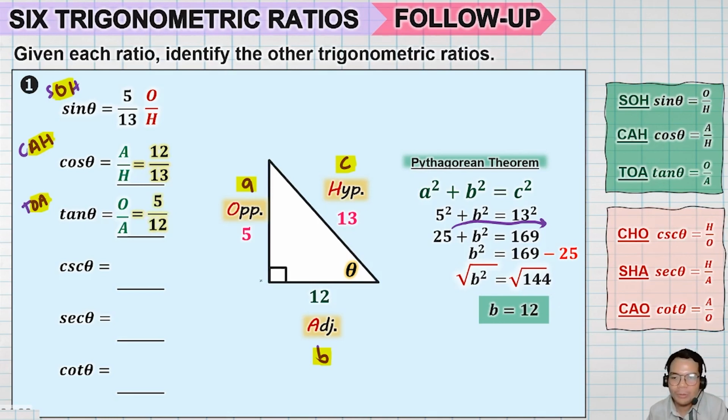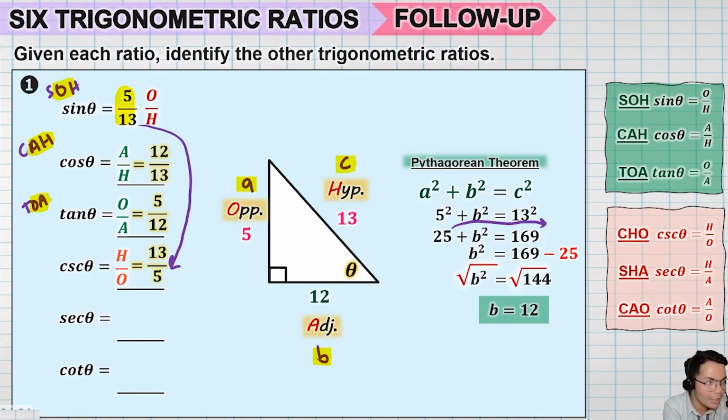Anyway, let's proceed to cosecant theta. Ito, di ba ginagawa natin dito? Inverse na lang, eh, no? 13 over 5 po. Very good. Since cosecant theta is just the inverse of sine and given tayo dito ng sine, kuhain mo lang ang inverse or reciprocal ng 5 over 13, which is 13 over 5. Let's proceed with secant theta. 13 over 12 po. 13 over 12. Ang secant theta naman ay inverse ng cosine theta natin.